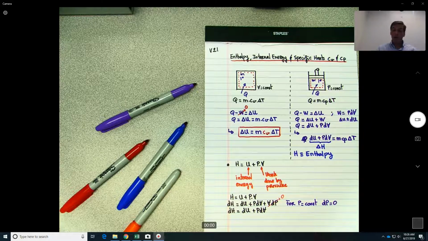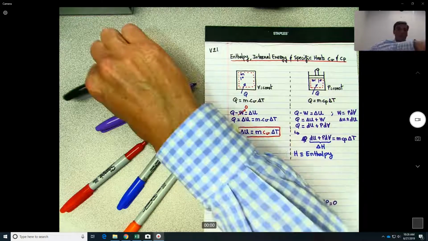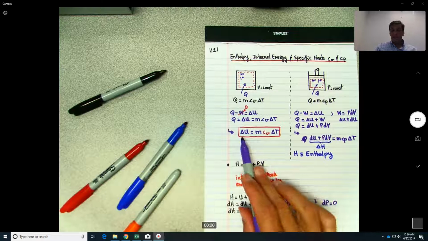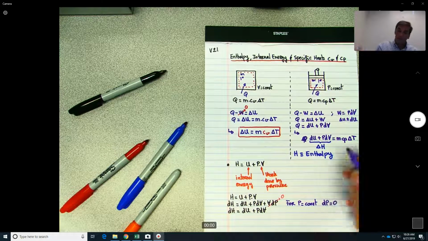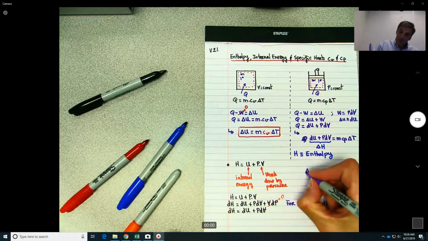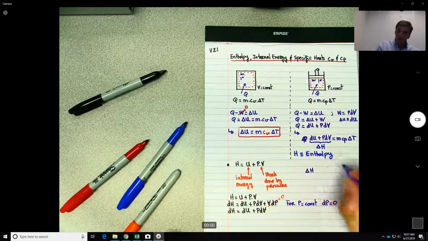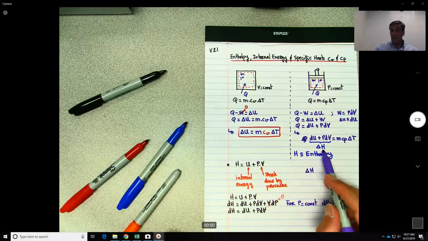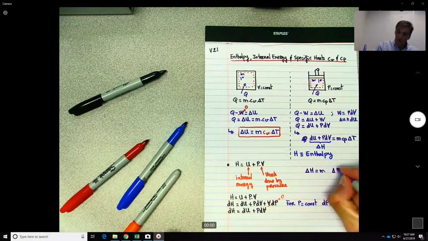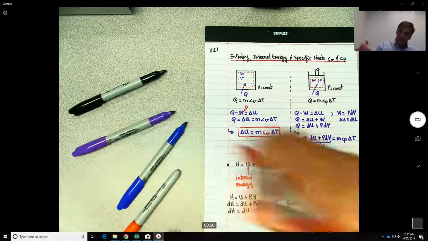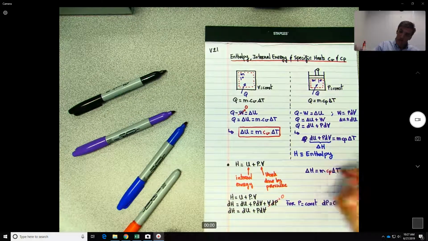Okay, so what's important over here is that the same thing, you're going to remember that the change in internal energy is related to the C sub V. It's important that you recognize that the change in enthalpy will be related to the C sub P.